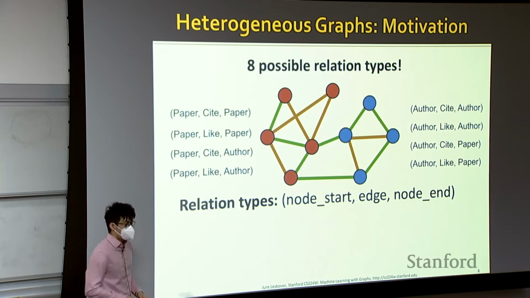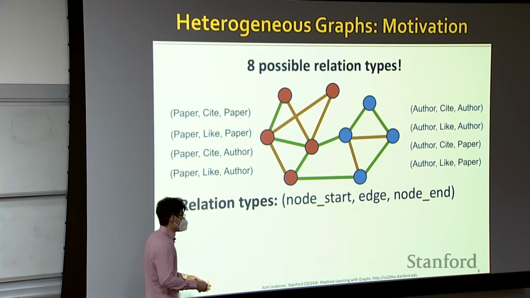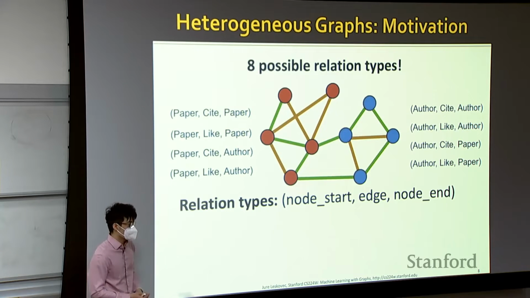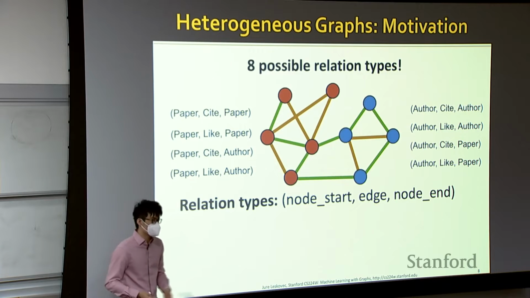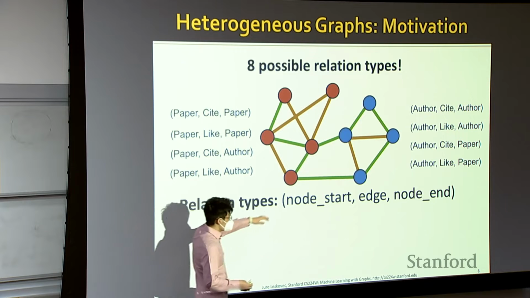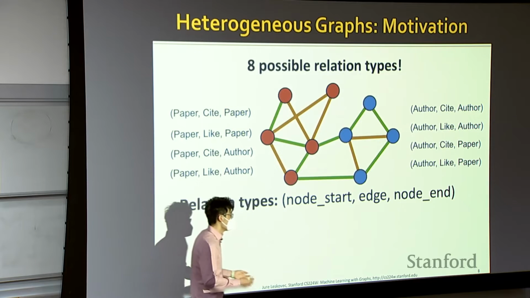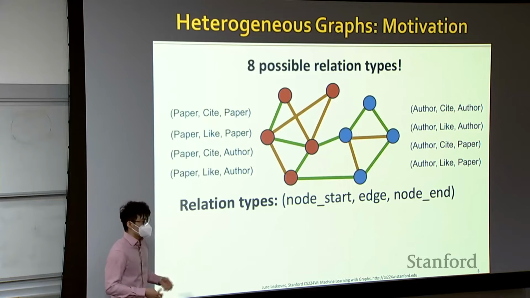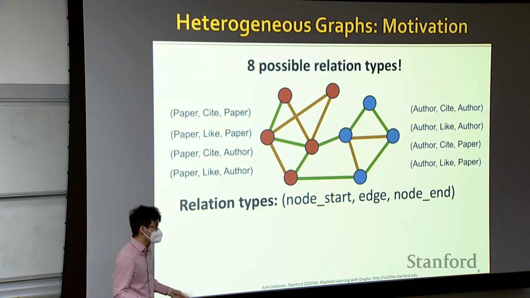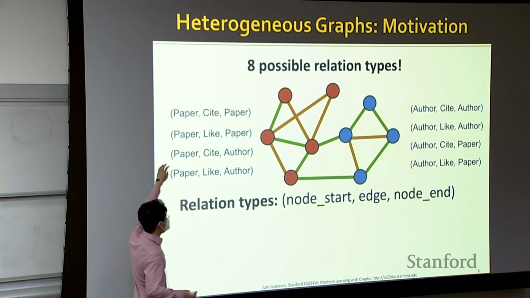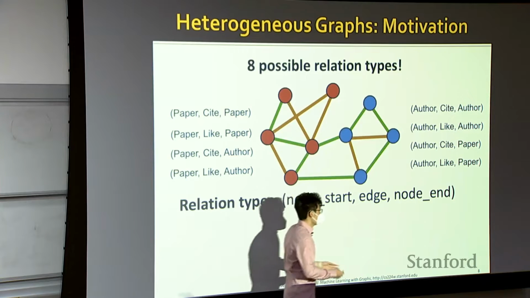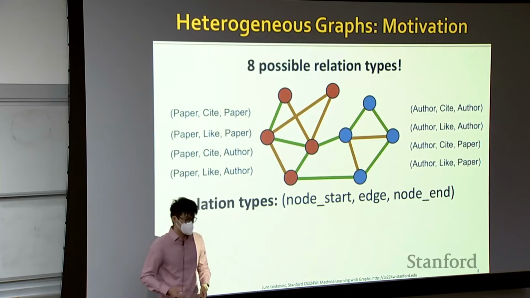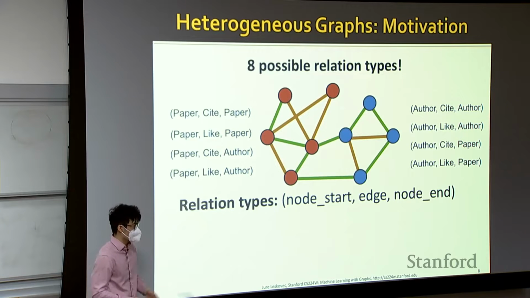So let's make this more concrete. In this example, in total, we could have 8 different relation types, because we have 2 different node types and 2 different edge types. And because we are considering this tuple, and for each element of the tuple you have 2 choices, altogether you could have 8 different potential relation types, from paper-cite-paper, paper-like-paper, up to author-cite-paper and author-like-paper. So overall, there could be 8 different relation types.